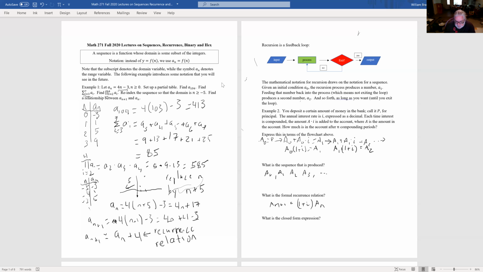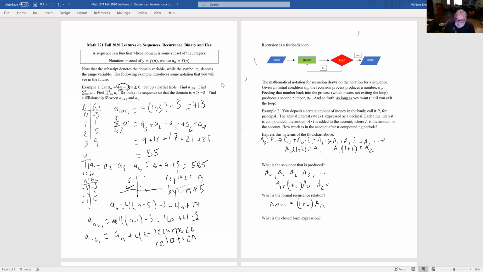What's the closed form expression? So this is the recurrence relation. It tells me that if I have a_n, I can get a_(n+1). What's the closed form expression? That's something like this. That's a nice little expression that has a_n equals something. It's a function of n. It doesn't have any other a_n's in it. So what we can look at is A1 is 1 plus I times A0.